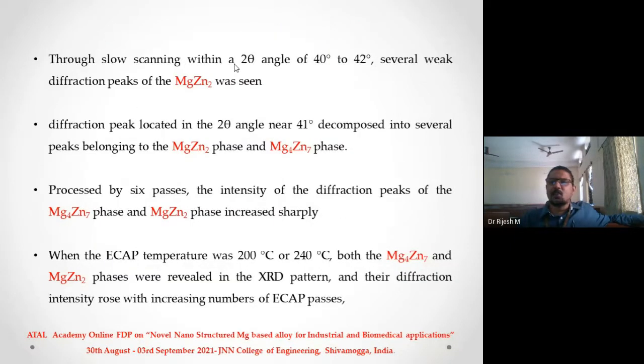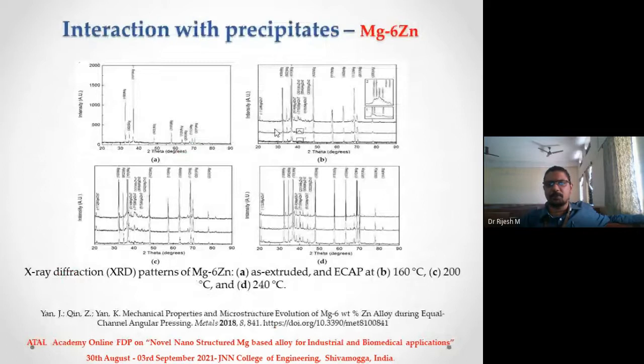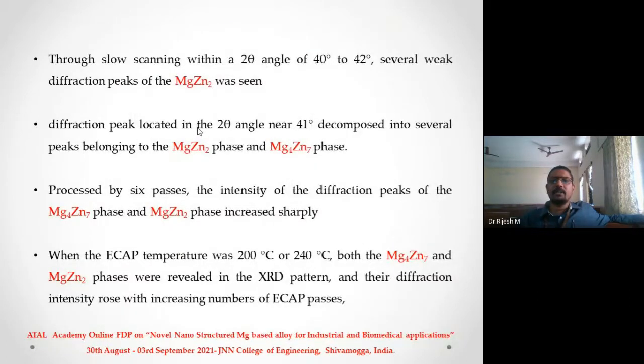Through slow scanning within a 2 theta angle of 40 to 42 degrees, several weak diffraction patterns of MgZn2 were seen. The researcher has worked on all the precipitates. The diffraction peak located in the 2 theta angle near 41 degrees decomposed into several peaks belonging to the MgZn2 phase and the Mg4Zn7 phase. See, when you have Mg and Zn, they can have various combinations of intermetallic precipitates, and they are stable at different temperatures. Processed by 6 passes, the intensity of the diffraction peaks of the Mg4Zn7 phase and MgZn2 phase increased sharply.